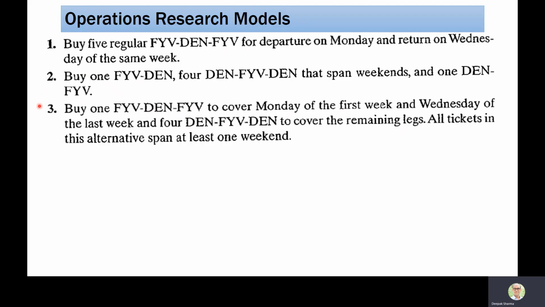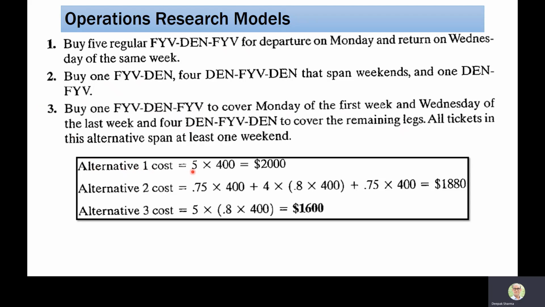Now suppose we have these 3 alternatives with us. Let us evaluate them. The first alternative is how much money we are going to pay. Since it is straightforward, every week we have to buy 5 tickets at 400, it is 2000. Second, we have to find the cost of the second alternative. The first trip is a single trip, so that is 75% of 400. Then we are going to buy 4 tickets which span the weekend, so we have 4 into 0.8 into 400. Plus then again we have a last ticket. If we find the cost, it is $1,880.